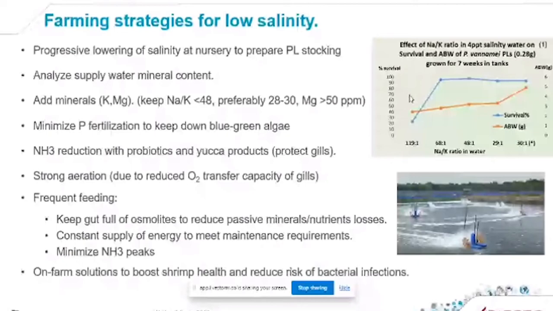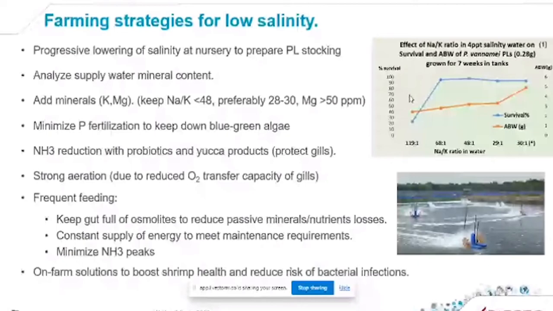And Dr. Davis from Auburn University and his team have demonstrated that typically you want to keep the sodium to potassium ratio around 28 to 30. Similarly, you want to maintain magnesium above 50 ppm if you can. And also minimize phosphorus fertilization so you can keep down the blue-green algae. So no need to increase phosphorus in the water.